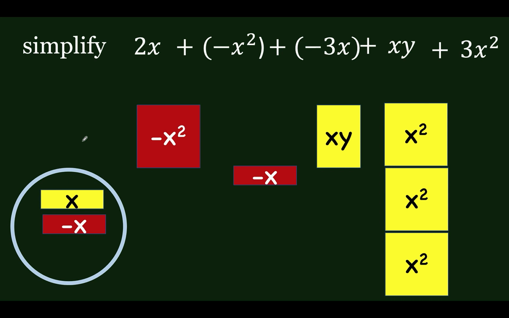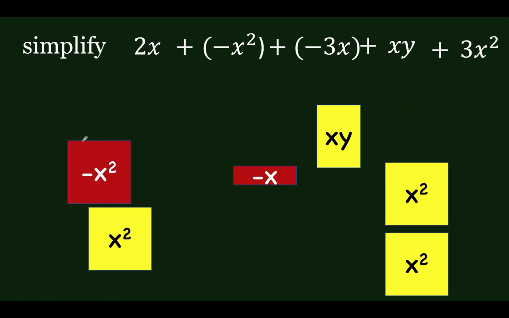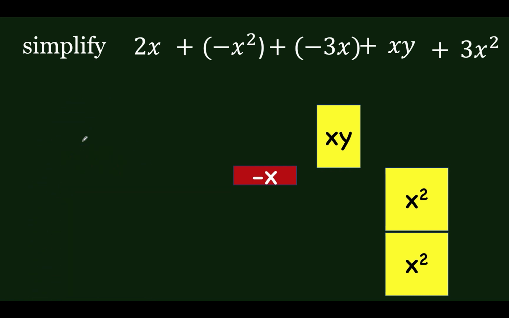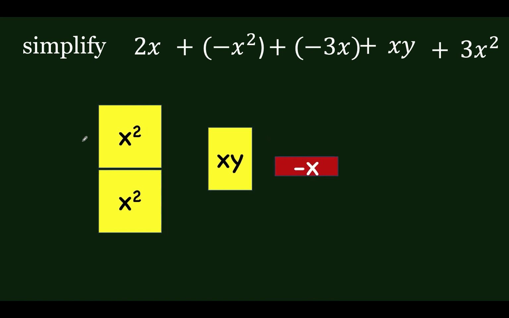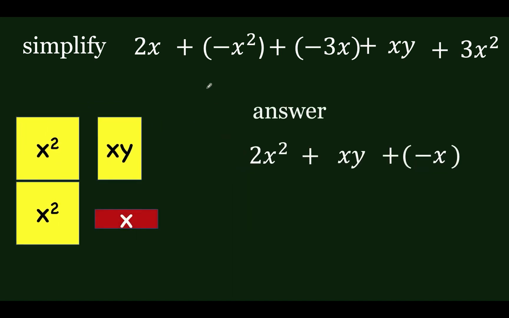The same here. This is a zero pair, so we can eliminate them. Then for x squared and negative x squared, we have one zero pair. So again, remove them. Their value is 0. And what's left is the answer. So you have 2x squared plus 1xy minus x. That would now be the answer to this problem.